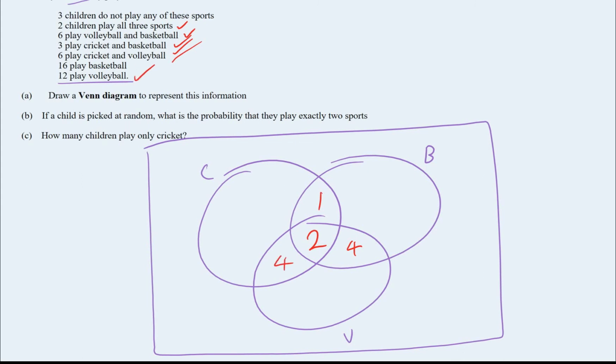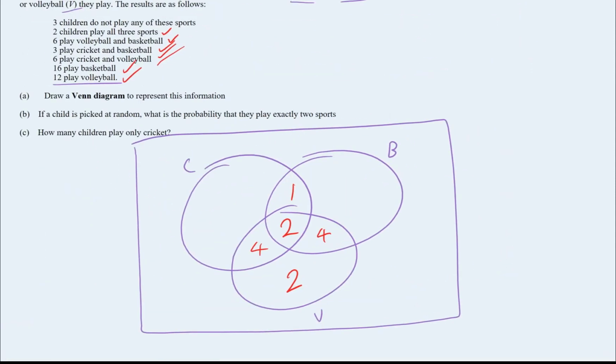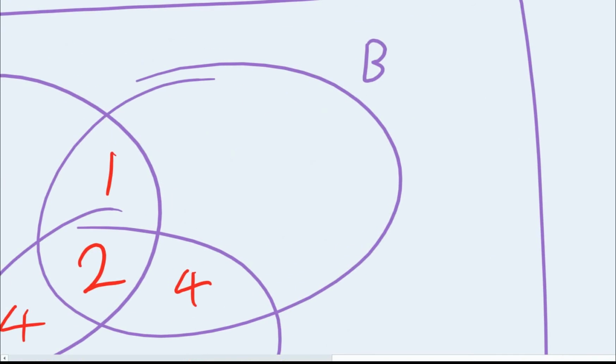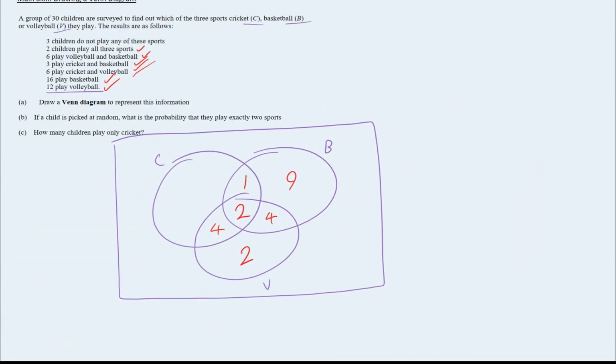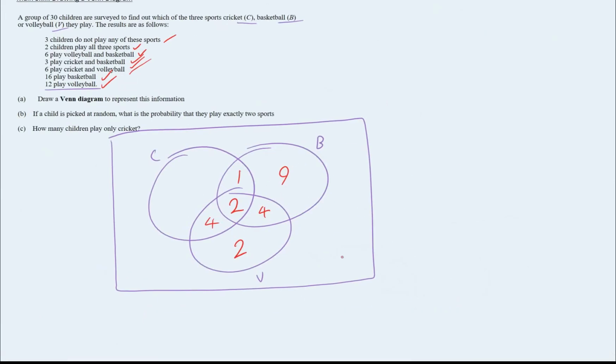Now, 12 play volleyball. So looking here, we've already got 10, so we need another 2. 16 play basketball. I have 7 already, but I want 16, so I need another 9. Last thing we're told, 3 children don't play any of these sports. So that means there's a 3 round the outside.